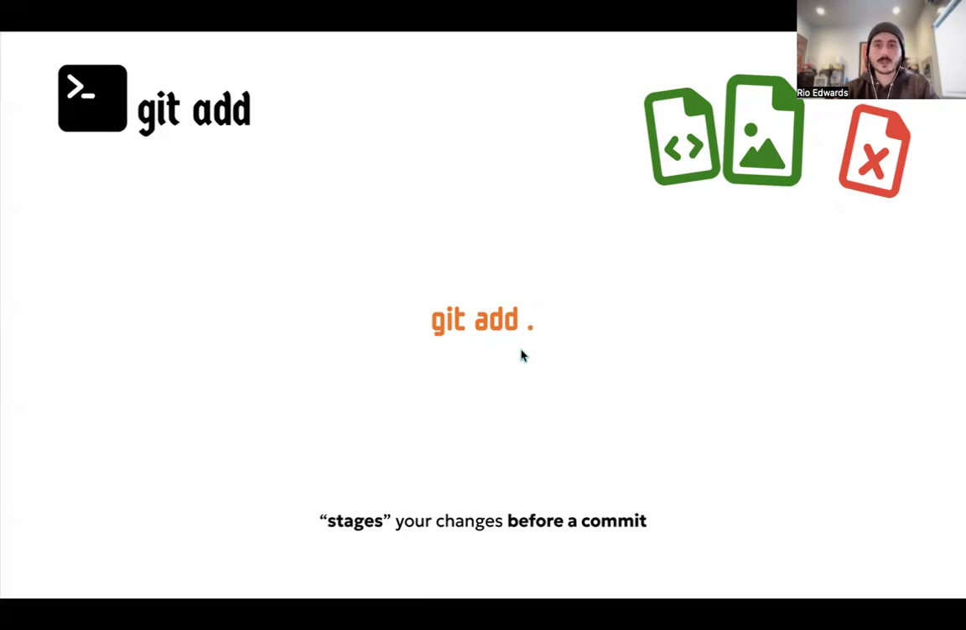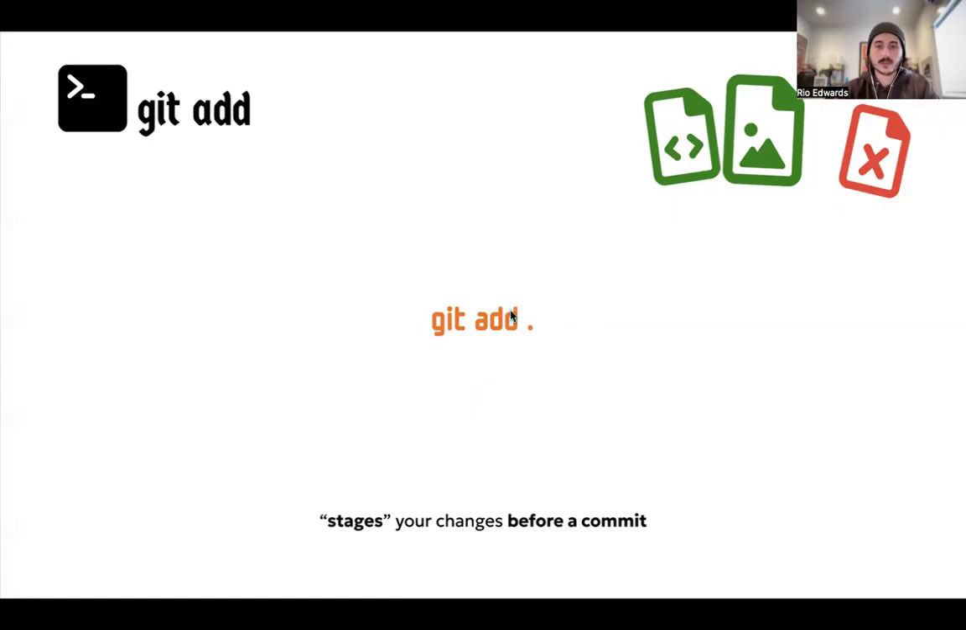So basically, you have the option to say, I want to include these changes that I made in this commit, but I don't want to include these other ones. And so git add is what you use to stage your changes for a commit. And then the dot means stage all changes in this current folder that I'm in, because when you're working in the terminal, you're always in a specific folder. So git add dot will stage all of the changes for your next commit.